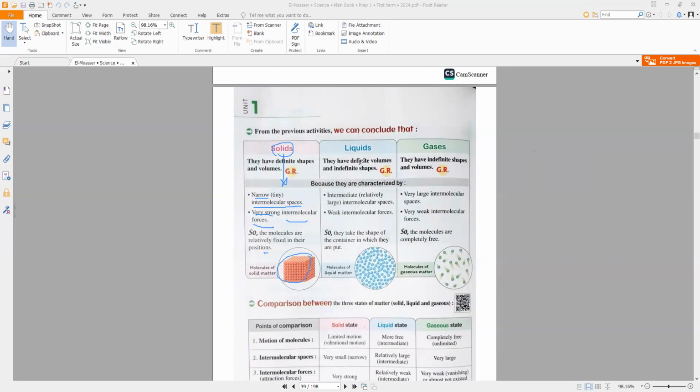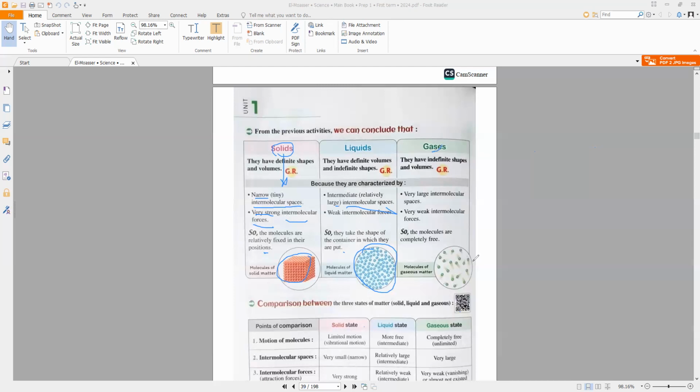Number two, the liquid. We have definite volume and indefinite shape. Why does the liquid have definite volume and indefinite shape? Because the intermolecular spaces between the liquid molecules are intermediate or relatively large, and the intermolecular forces between the liquid molecules are weak, so they take the shape of the container in which they are put. This is the shape of the liquid molecules, so the liquid molecules have definite volume and indefinite shape. Why? Because the intermolecular spaces are intermediate or relatively large, and the intermolecular forces are weak, so they have definite volume and indefinite shape.